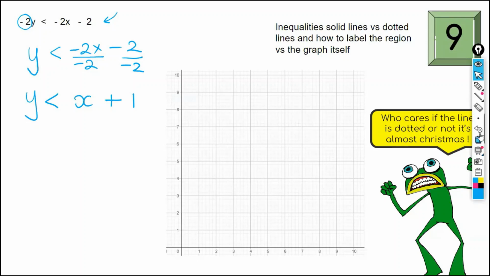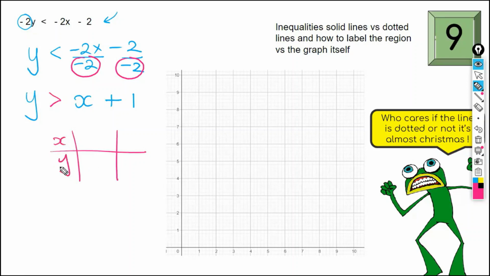Right, Christian, you are correct. Guys, whenever you divide or multiply by a negative value, you notice we're dividing by a negative value, your inequality has to switch around, right? Okay, great. And when we're drawing this graph, what we're going to do is choose some values for x and some values for y.